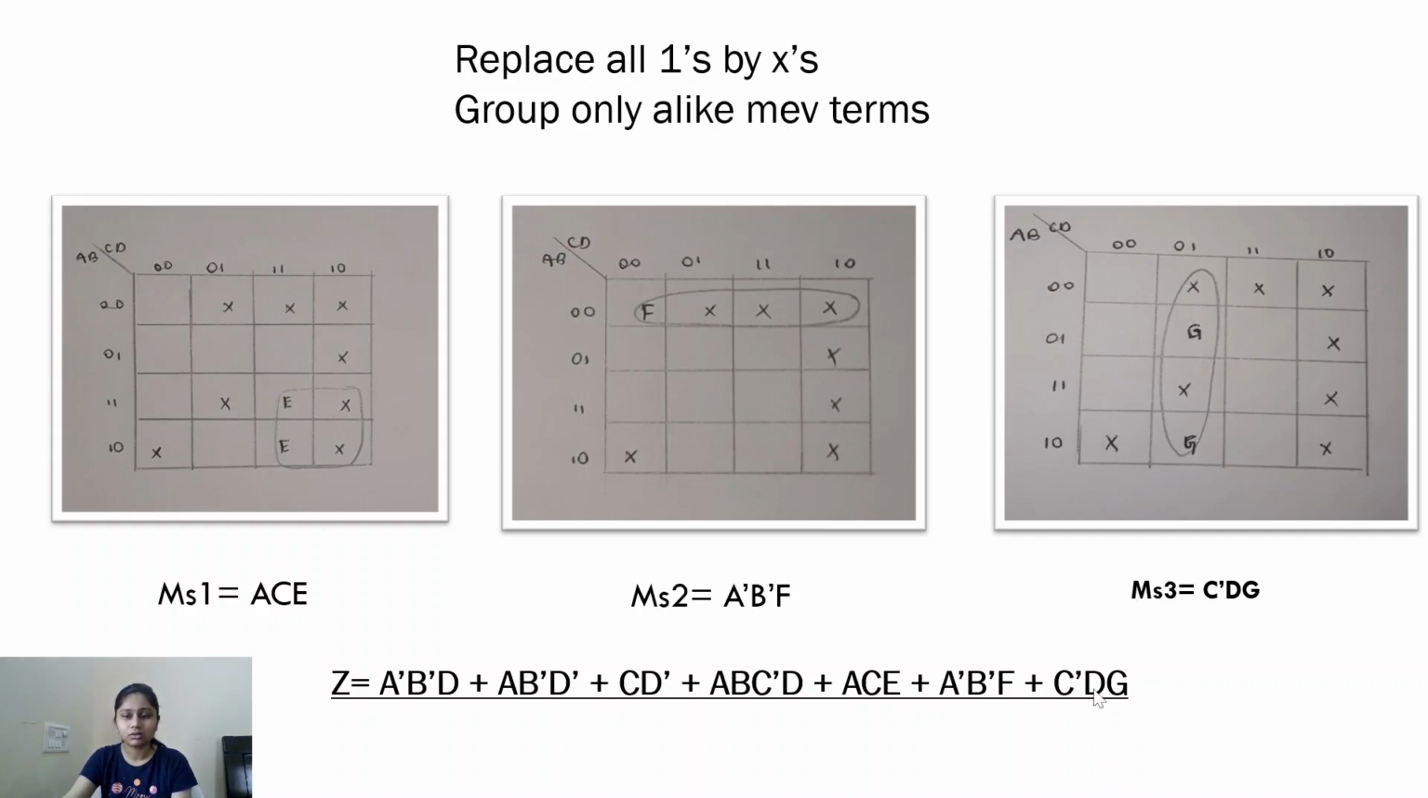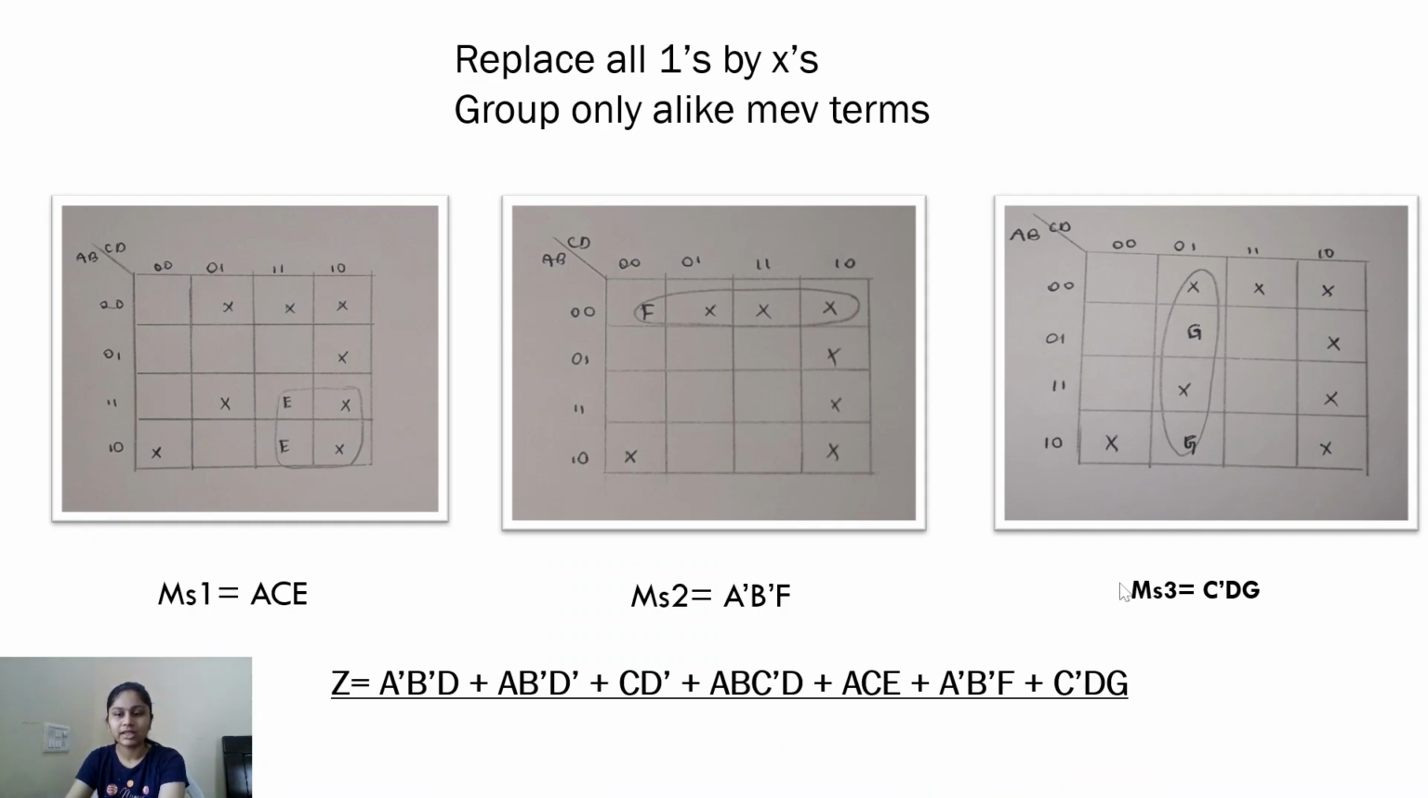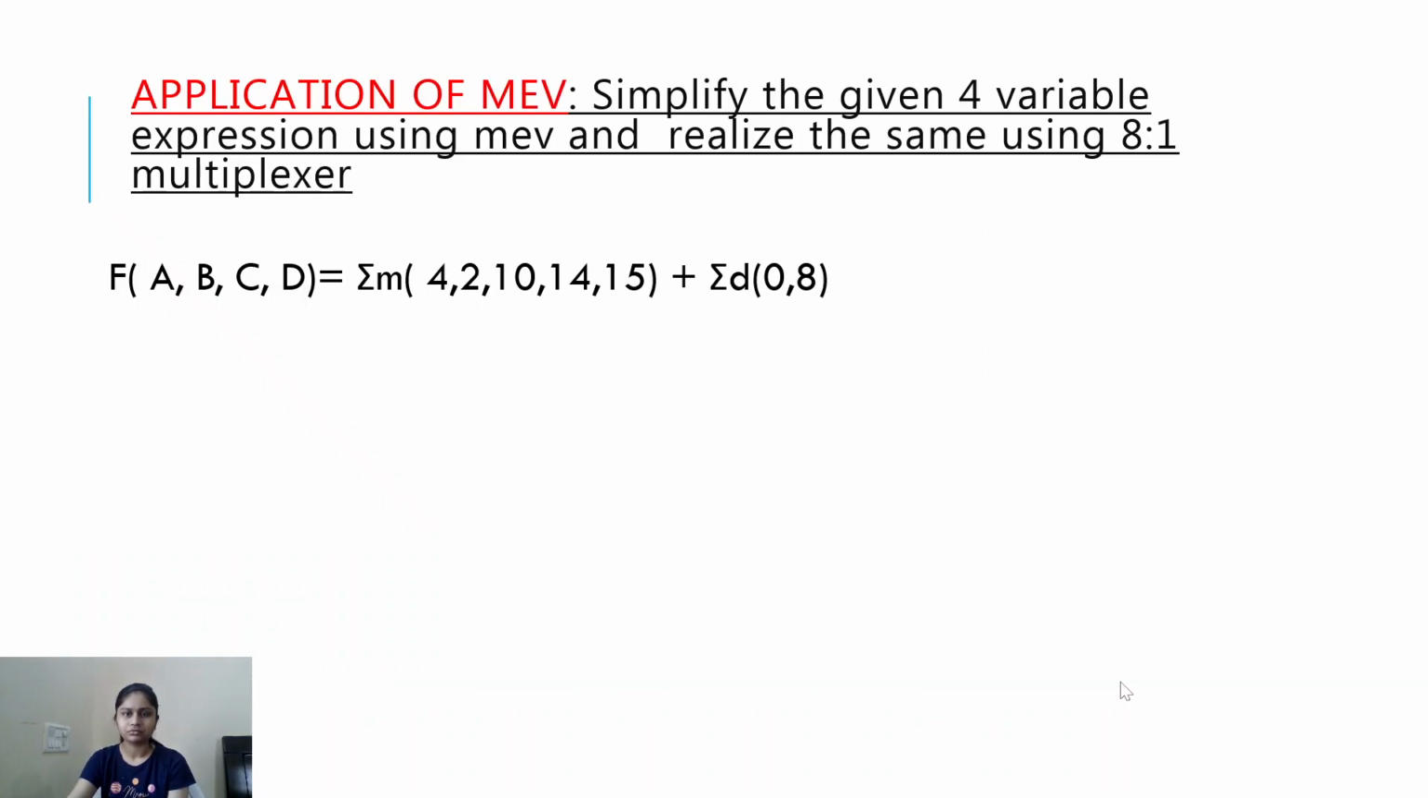Our final answer will be the addition of MS0, MS1, MS2 and MS3 terms, which gives us Z is equal to A complement B complement D plus A B complement D complement plus C D complement plus A B C complement D plus A C E plus A complement B complement F plus C complement D G.